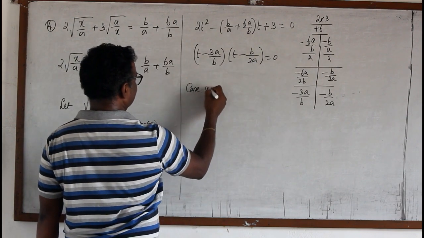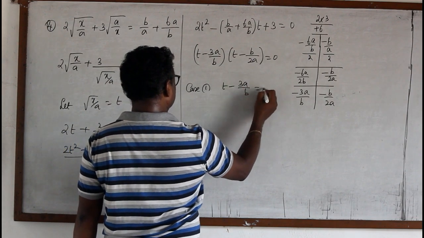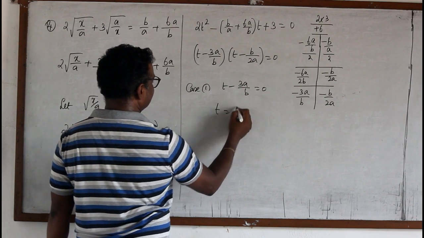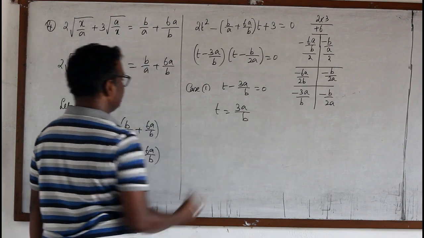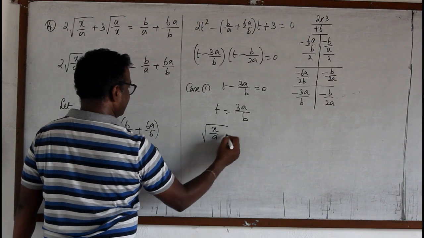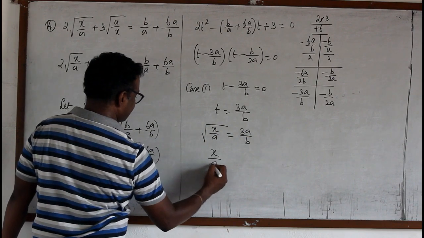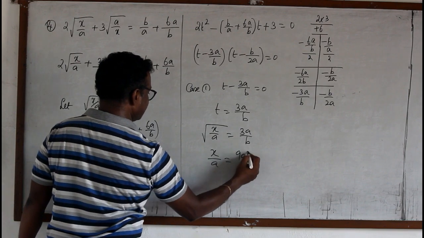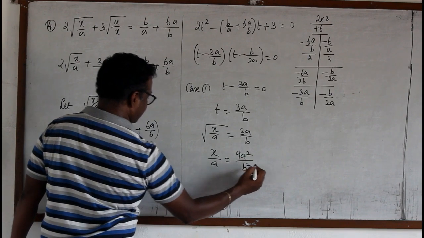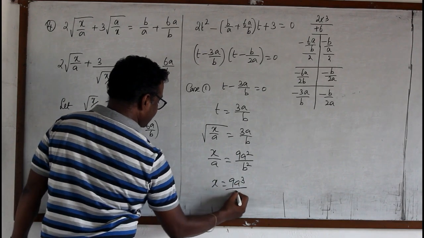So case 1. t minus 3a by b equal to 0. t equal to 3a by b. We know t is root of x by a equal to 3a by b. Squaring, it is x by a equal to 9a square by b square. When you cross multiply, x is 9a cube by b square.